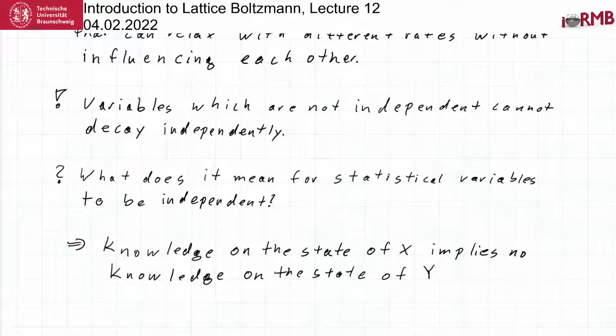However, if we again look at the COVID numbers, if I tell you today we had so and so many infections, then you may have a guess. If the number of infections goes up, then probably the number of people in hospital also goes up. So they are not independent.